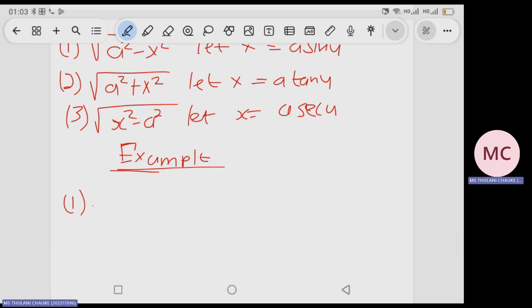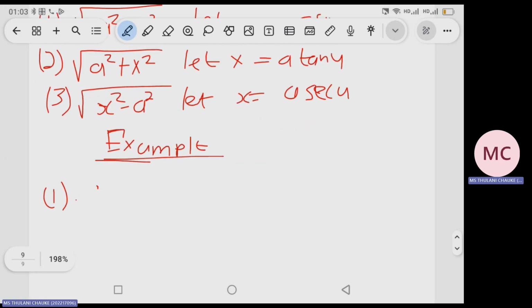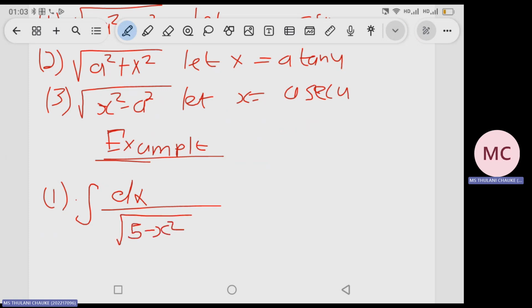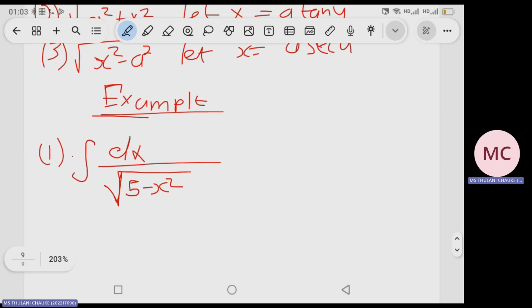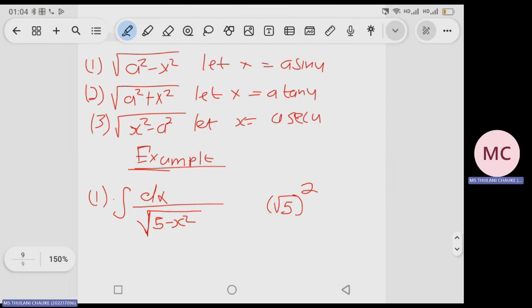Let's say you're given the integral of dx all over the square root of 5 minus x squared. This is a simple one. If you are given something like this, the root of 5 would be your a, because if you square it, you'll get 5. So this will be a squared. Then we've got minus x squared.